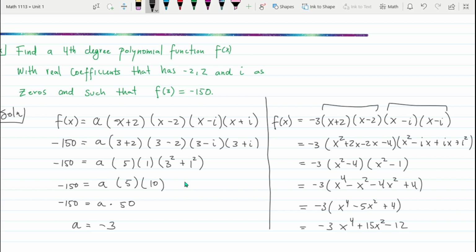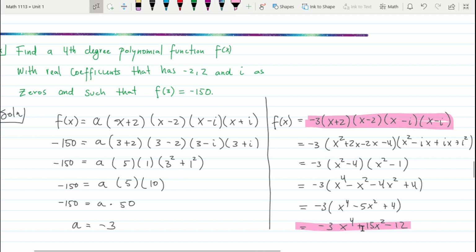So notice the difference, right? This and this are the same thing. They are just in different forms. One of them is a linear factor form of it. The other one is just a polynomial. And this polynomial has degree 4 with zeros negative 2, 2, i, and negative i.